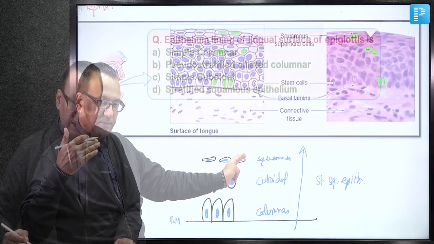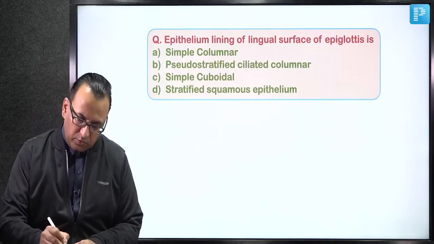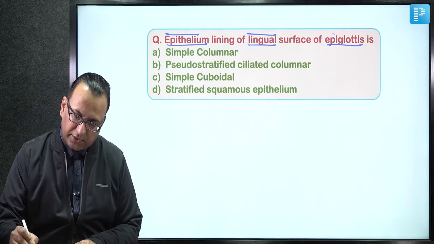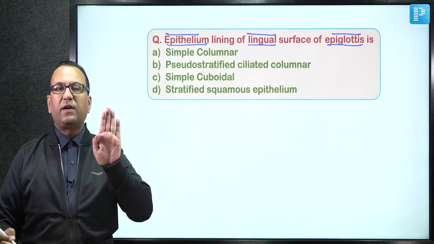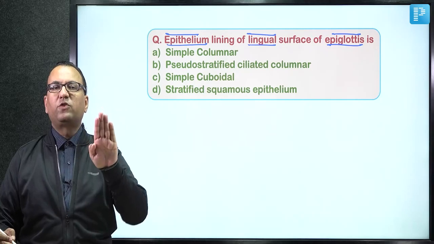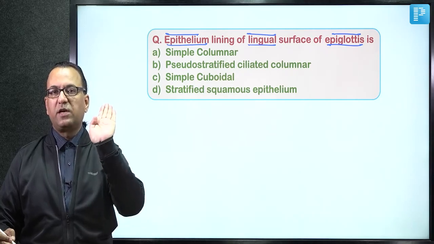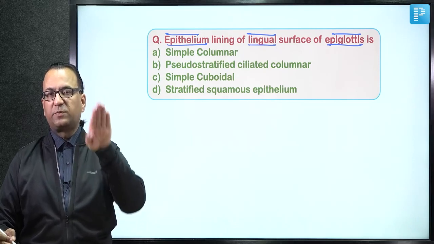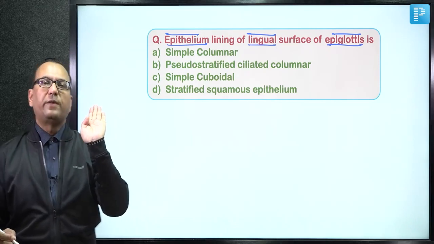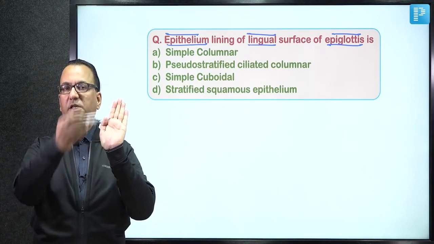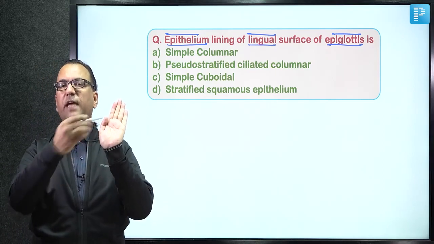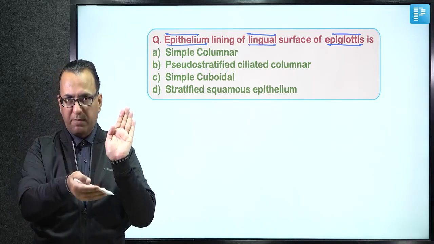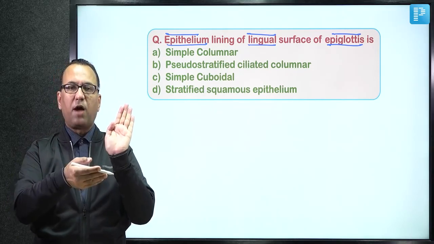the designation of the epithelium. In this question we are being asked about the epithelial lining of the lingual surface of the epiglottis. The epiglottis is like a lid over the larynx, and it has two surfaces, one towards the oral cavity, towards the tongue, and one towards the larynx, the respiratory tube, and it has double epithelium. The surface towards the tongue or oral cavity will have the same epithelium. If you say the lingual surface of the epiglottis will have the same epithelium as the tongue, that means stratified squamous epithelium.